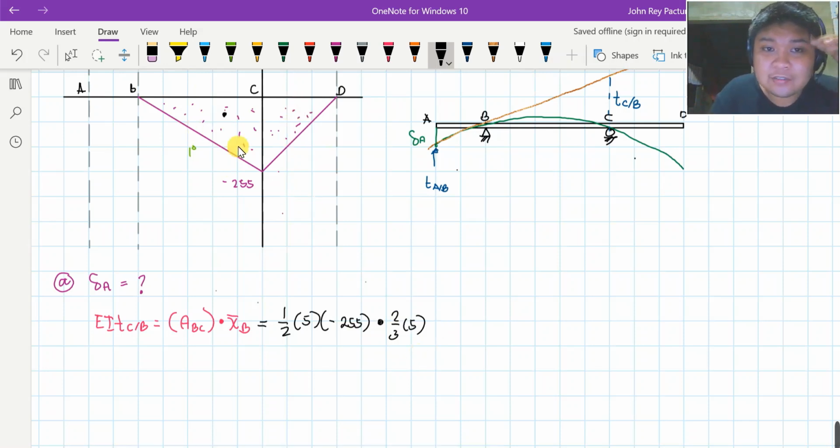Ito class, hindi natin to i-consider. Why? Kasi nga, nasa C dito. Ang usapan, ang i-consider mo lang na area ng moment diagram is from B to C. So, I hope that clarifies something in your mind. So, by the way, I forgot to label na step 1 pala siya.